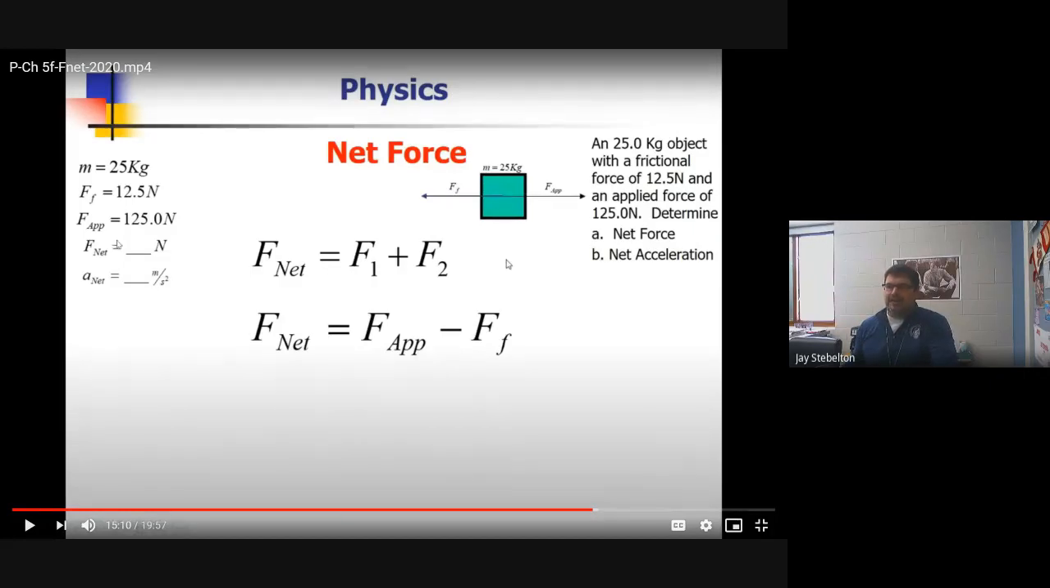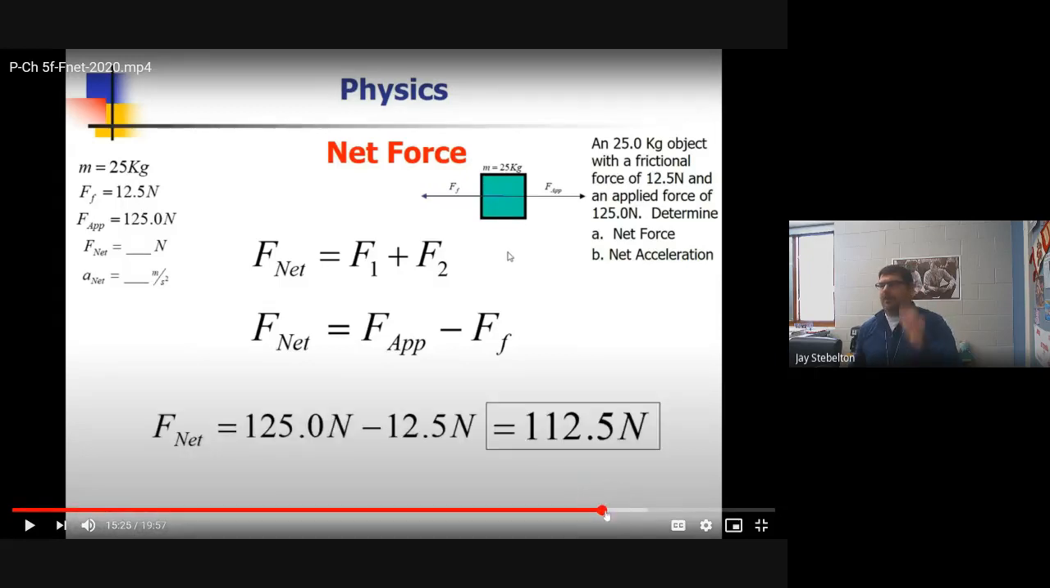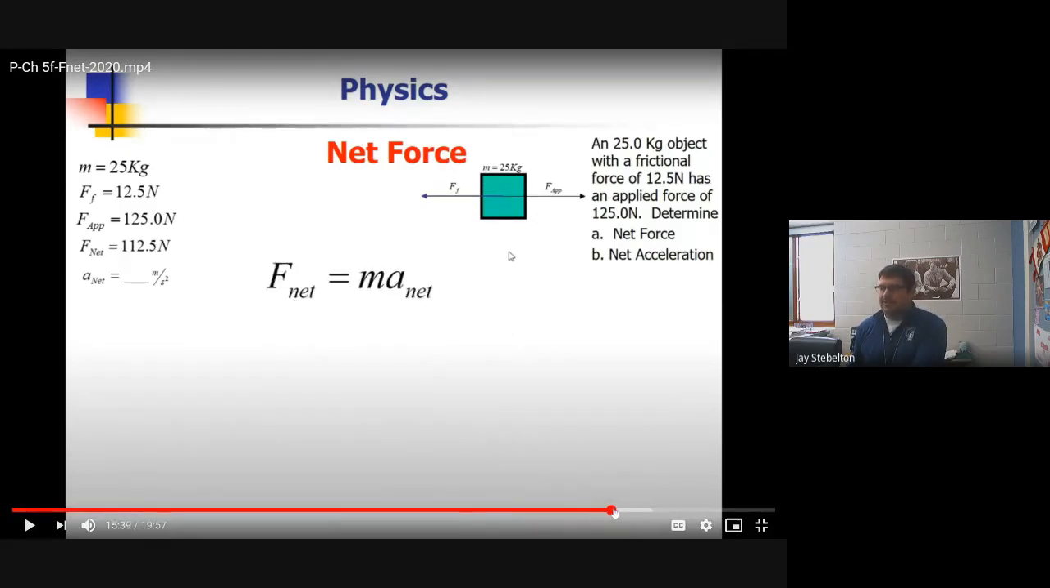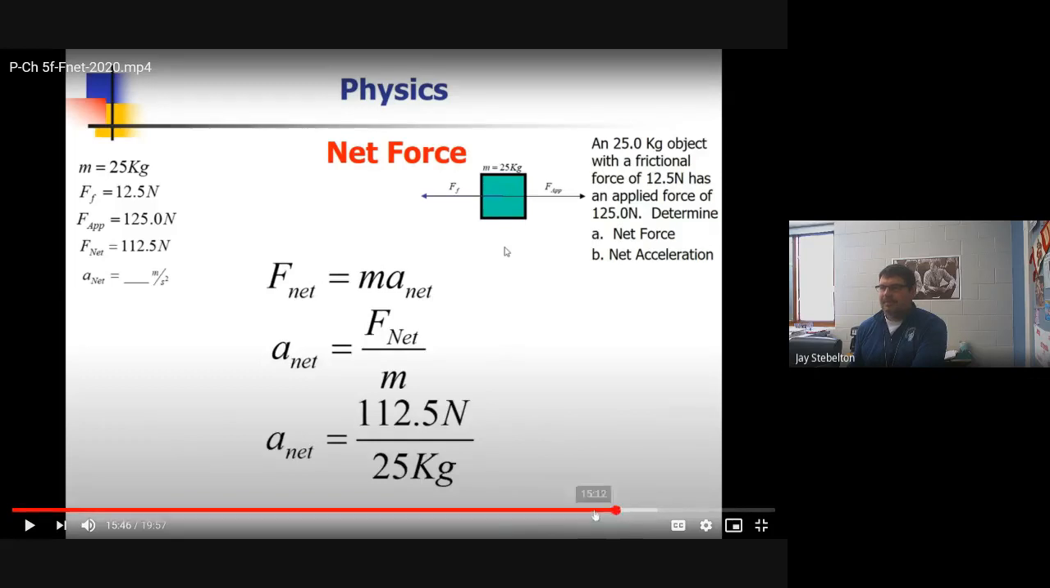Okay, so now let's find the acceleration. We're going to take the net force and divide it by mass. So take that answer, 112.5, and then to find the acceleration, that's force divided by mass. Okay, do this one. Hey, nice job. You guys are ahead of me. 112.5 divided by 25. And that is correct. 4.5 meters per second squared.